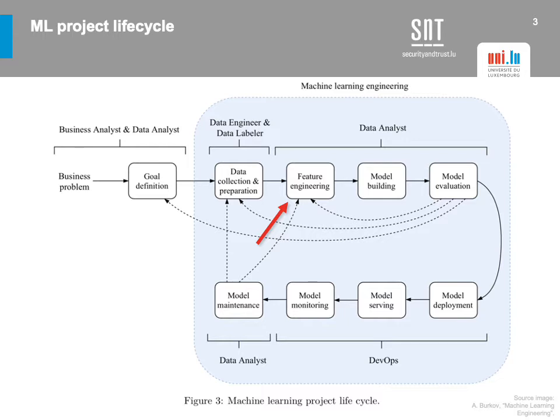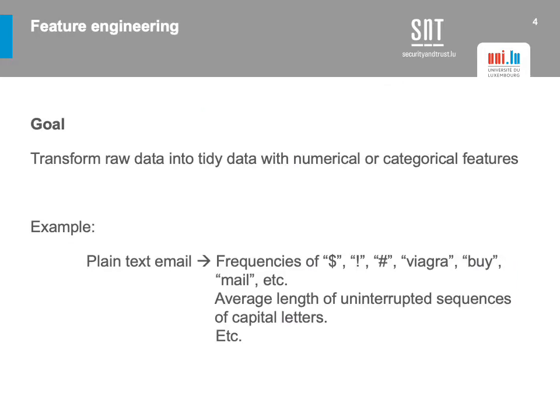Okay, now let's review the next step of the life cycle of a machine learning project. The next step is feature engineering. So in feature engineering, the goal is to transform our raw data into tidy data with numerical or categorical features. So here there are different points. The first is raw data. So raw data is the data that we have at the beginning.